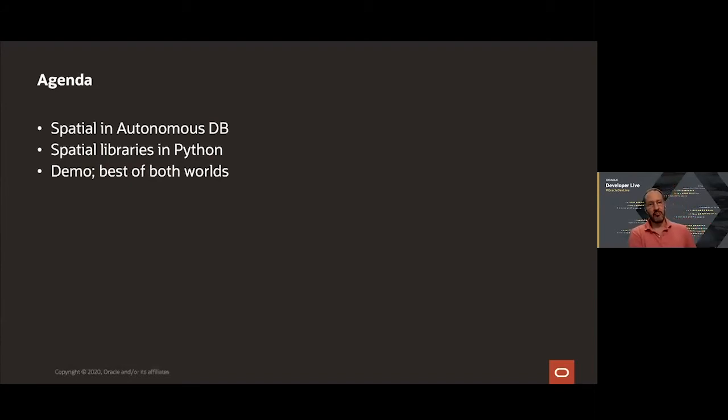So the agenda today is really simple. In the next half an hour or so, I'm going to quickly describe the spatial features in Autonomous Database, what the spatial ecosystem looks like in Python, and then how to put those two things together to do useful things in the form of a couple of demonstrations.